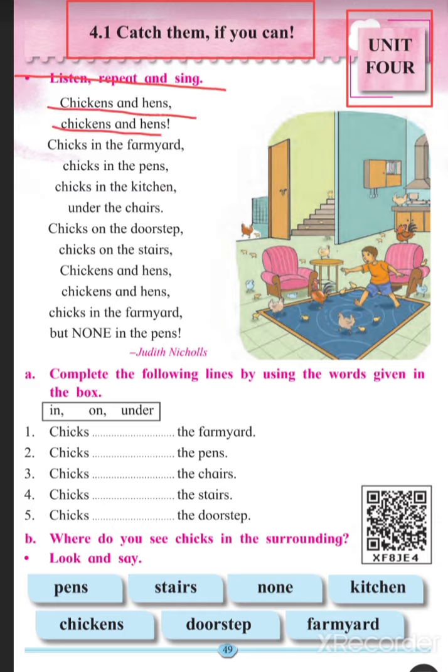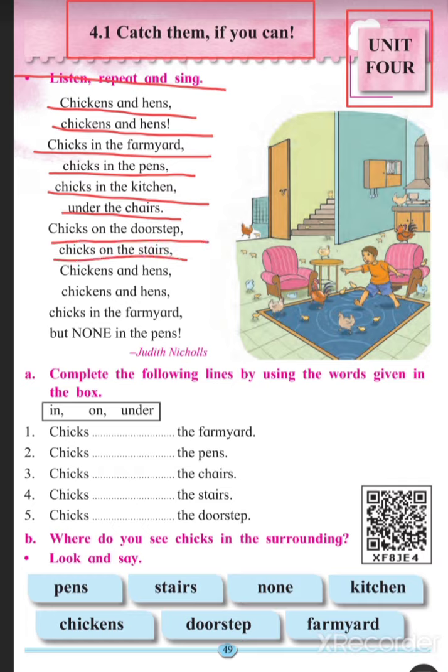Chicken and hens, chicken and hens. Chicks in the farmyard, chicks in the pen. Chicks in the kitchen, under the chair. Chicks on the doorstep, chicks on the stairs. Chicken and hens, chicken and hens. Chicks in the farmyard, but none in the pans.